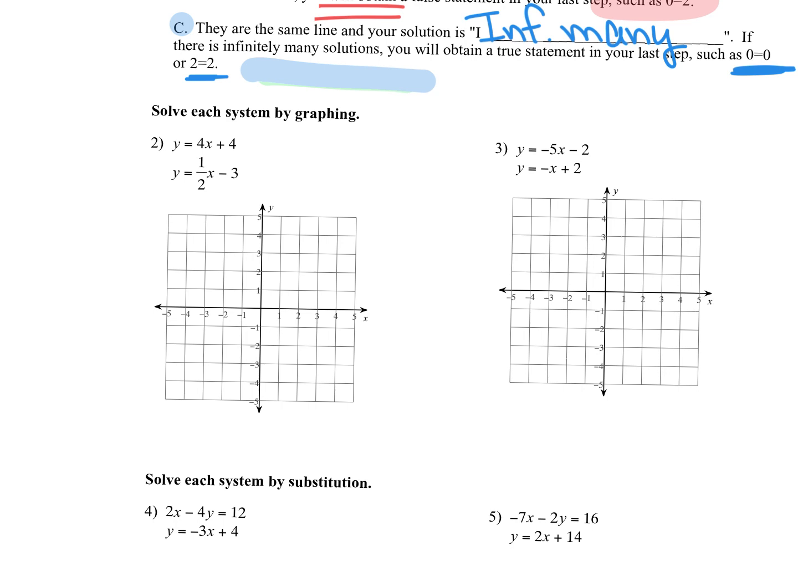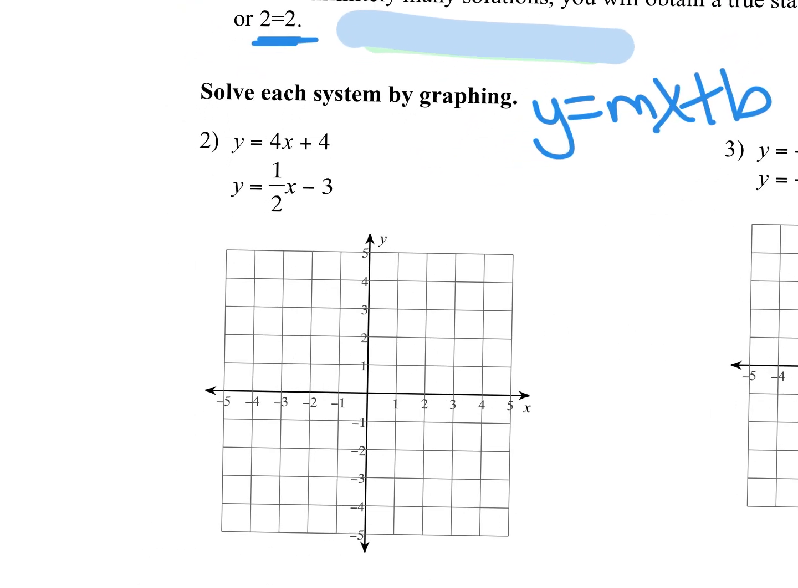Okay, so if we want to graph these two lines, they're already in slope-intercept form, the form y equals mx plus b. So let's go ahead and graph those two. The top one, y equals 4x plus 4. I'm going to start at positive 4 because that's my y-intercept, and my slope is 4 over 1, which means I could go up 4 and to the right one.